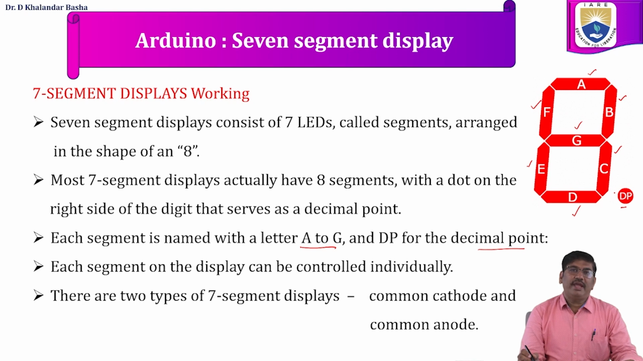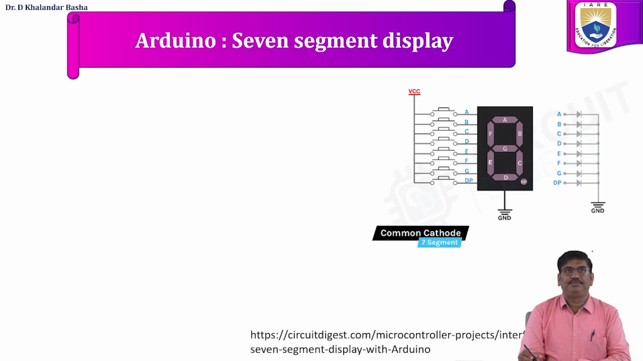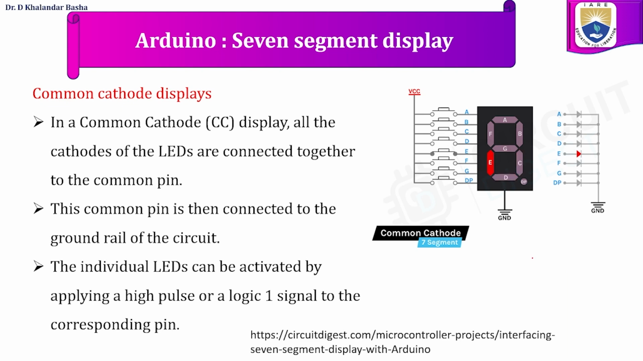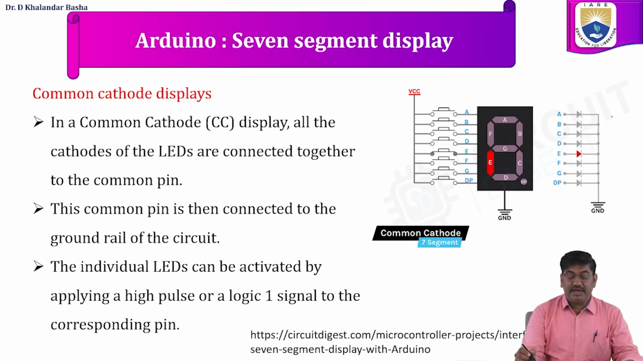There are 2 types of 7-segment displays. One is common cathode type, another one is common anode type. So now the common cathode displays. In a common cathode display, all the cathodes of the LEDs are connected to the ground pin. This common pin is then connected to the ground rail of the circuit.